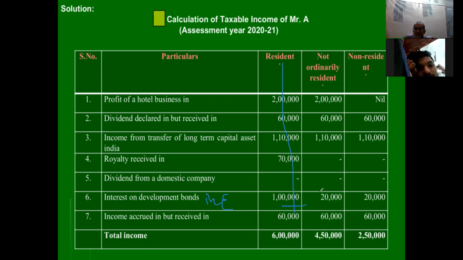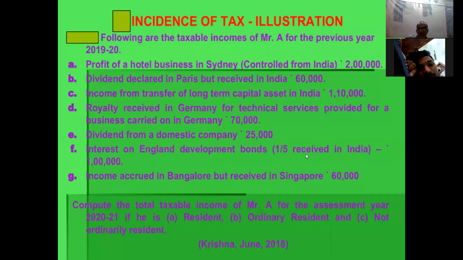Whereas a not ordinarily resident has to pay tax on the amount he received in India. That becomes Indian income. Of the 1 lakh rupees, one-fifth was received in India, so a non-resident also has to pay tax on 20,000, and a not ordinary resident also has to pay tax on this 20,000. Whereas the ordinarily resident has to pay tax on the total income, that is 1 lakh rupees. Is it clear? I hope it is clear.